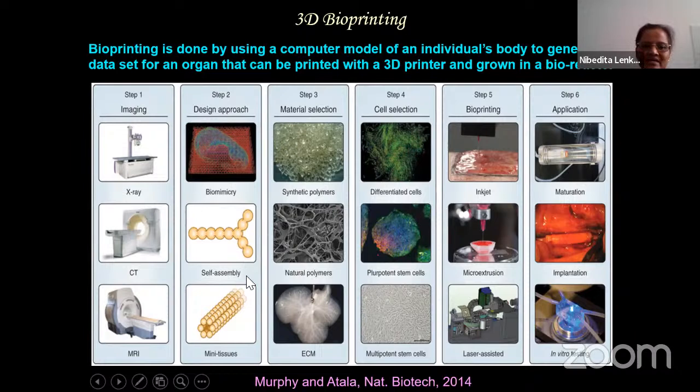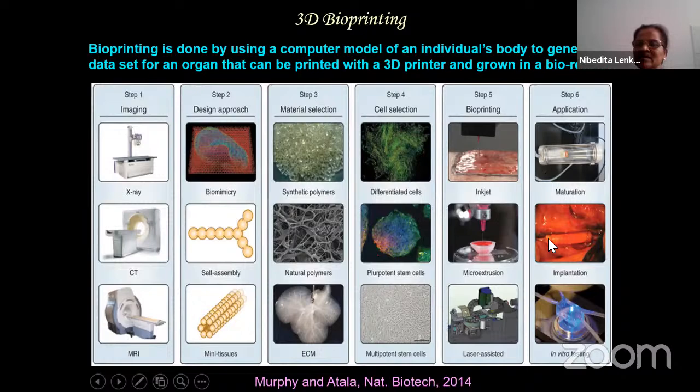You have to select the material, whether, as I told, the scaffold material, either synthetic or natural, even including the extracellular matrix component which will keep the cells together. Then you have to select the cells of your interest, whichever category you are interested in. Then mix those. Those will serve as the bio ink. Then you print layer by layer. It's like an inkjet printer or micro extrusion based, a filament kind of, or laser assisted. Then once you print, you can see whether they are maintaining the physiology or not.